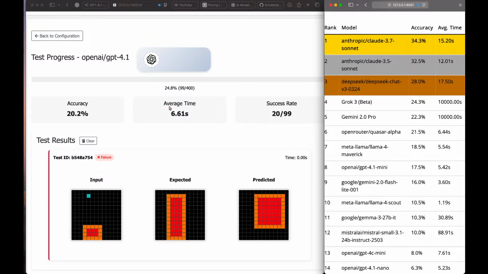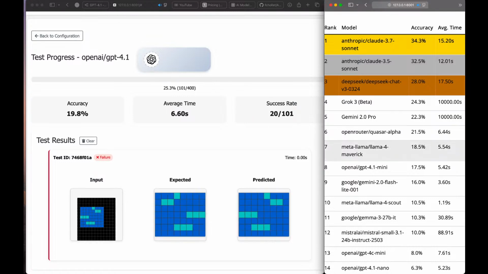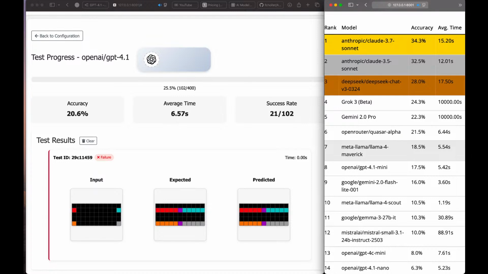After testing the 4.1 family, I will wait for other models. Basically, after this ARC AGI test, I will be going on to make a comparison video between 4.1, 3.7 Sonnet and DeepSeek, I guess.